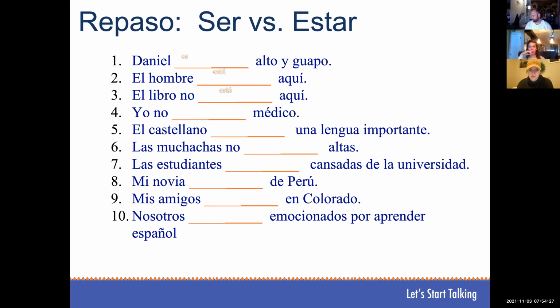Yo no soy médico. ¿Médico? ¿Qué significa castellano? That's another word for Spanish. Oh, okay. Spanish. El castellano es una lengua importante. Yeah, because in Spain, they actually speak a few different languages. So the form of Spanish that's spread around the world is what's called Castilian Spanish. So that's what that's a reference to.